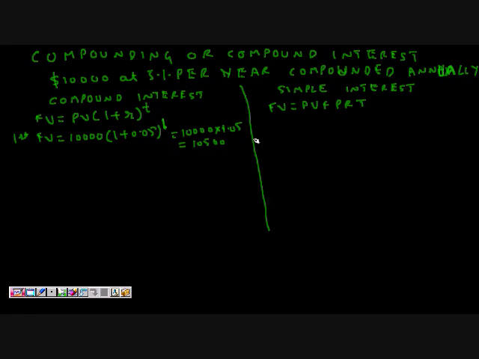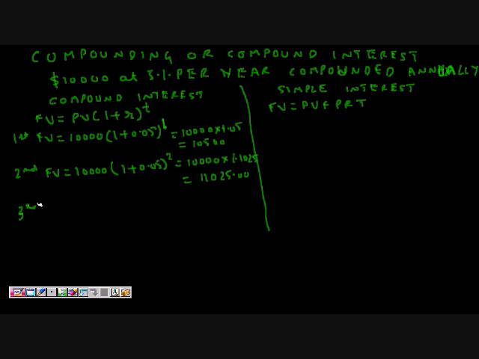Okay, now second year. Future value is equal to present value 10,000 into 1.05 raised to 2, which is equal to 10,000 into 1.1025, which is equal to 11,025. Okay, so at the end of the second year you have $11,025.